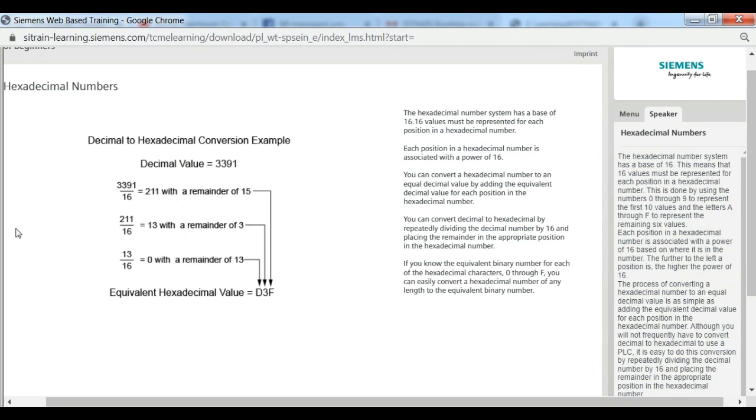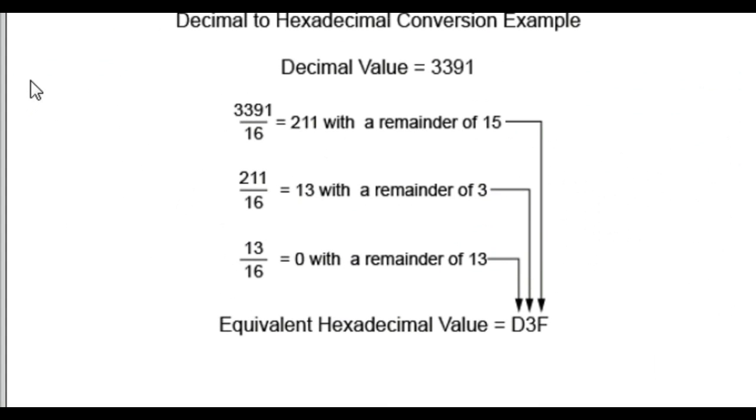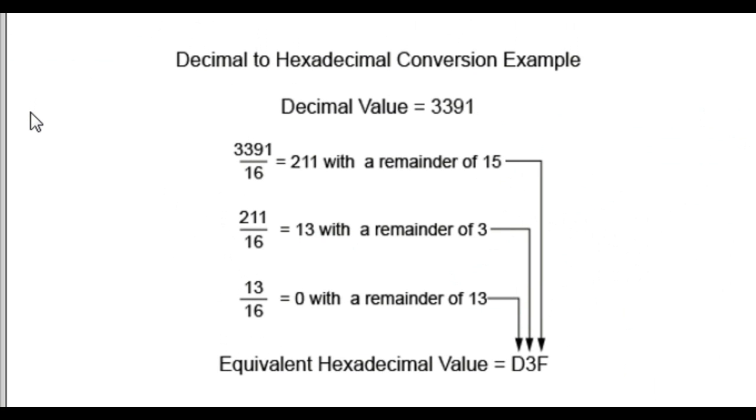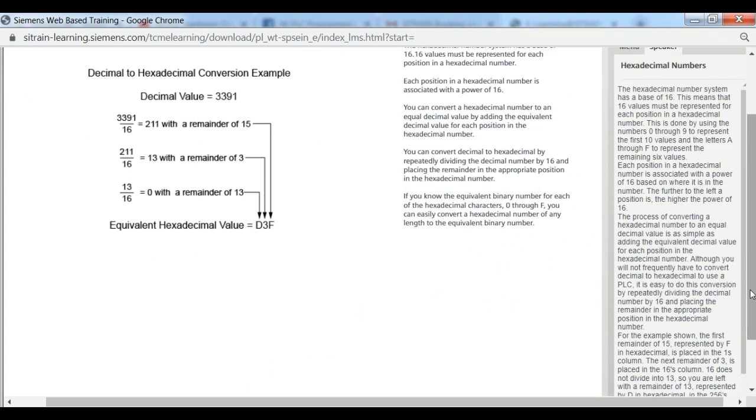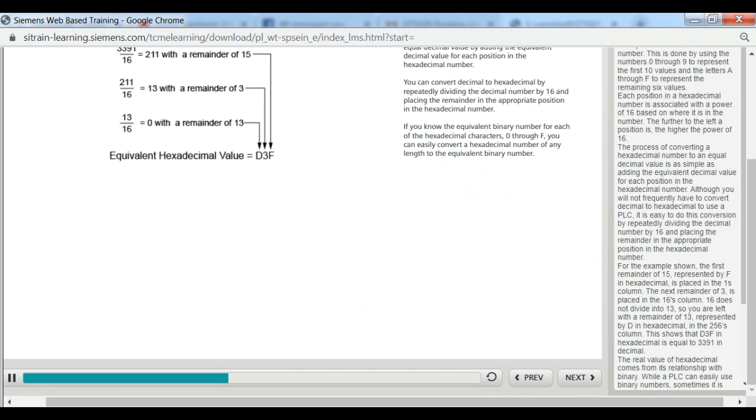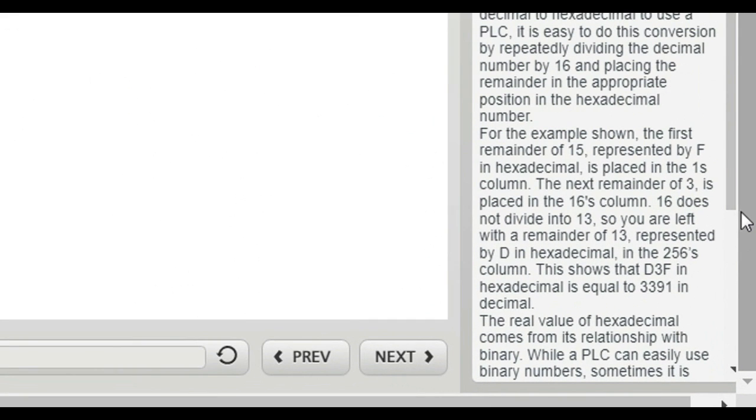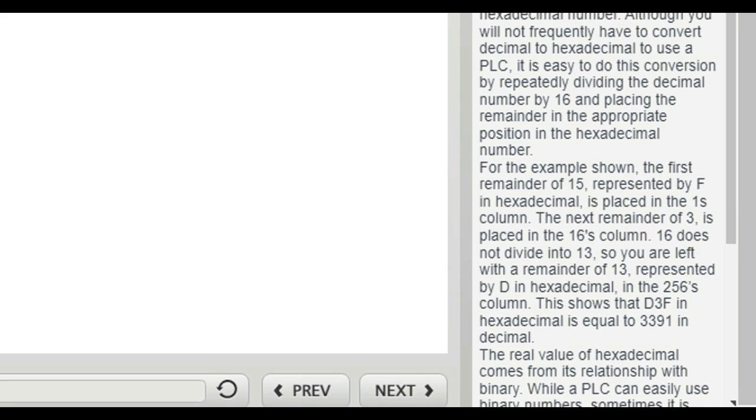Although you will not frequently have to convert decimal to hexadecimal to use a PLC, it is easy to do this conversion by repeatedly dividing the decimal number by 16 and placing the remainder in the appropriate position in the hexadecimal number. For the example shown, the first remainder of 15, represented by F in hexadecimal, is placed in the ones column. The next remainder of 3 is placed in the 16s column.